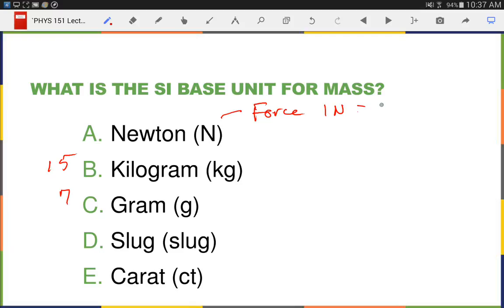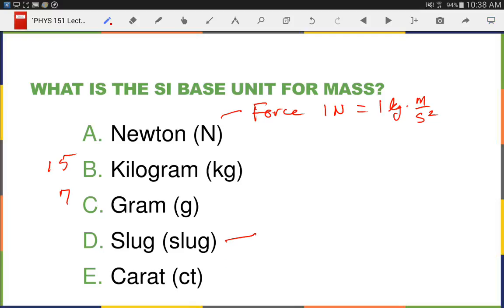And 1 Newton is equal to 1 kilogram times a meter per second squared. That's a derived unit. Our test won't have forces on it, but you could still have the derived unit for force. That was part of chapter 1. But we won't have any force problems.